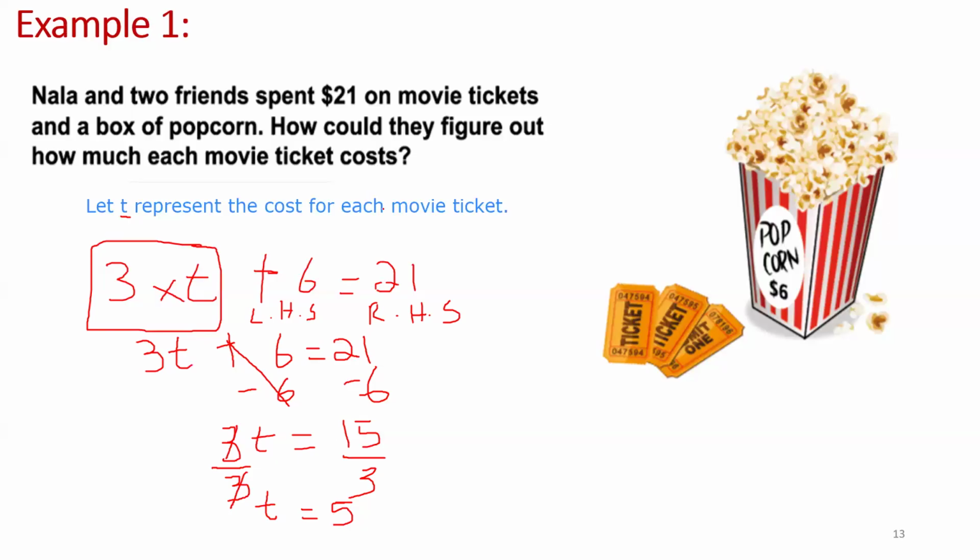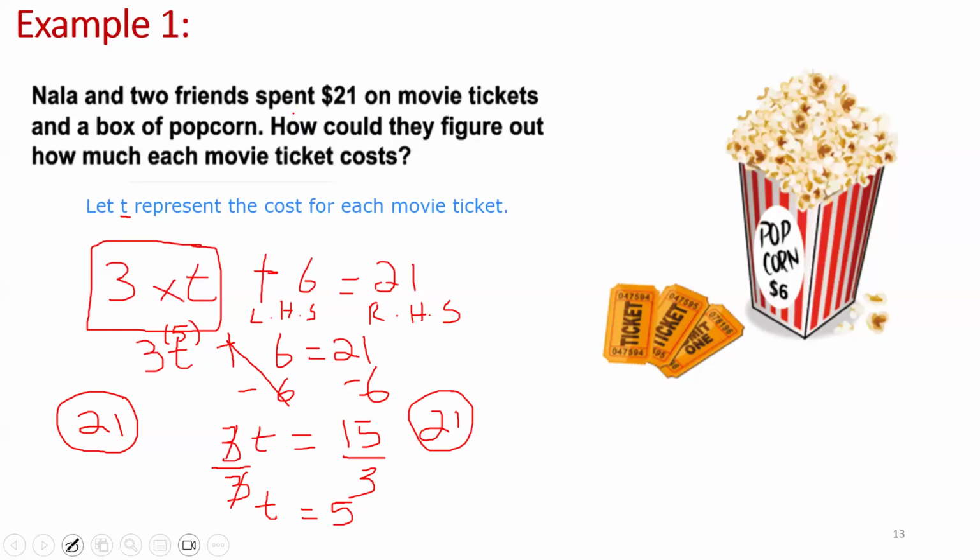You can always check your answer to make sure that the value is true for the equation by substituting the value of t back into the equation. As we said before, 3t is the same thing as 3 times t, which is 3 times 5, which equals 15. And 15 plus 6 equals 21. So on my left hand side, it equals 21. And on the right, I already have 21. So the left is equal to the right.